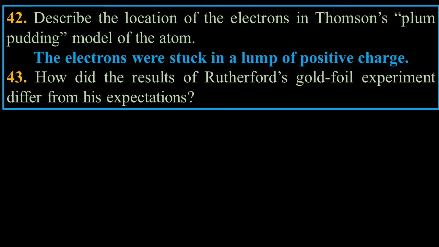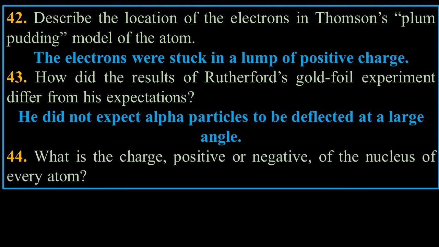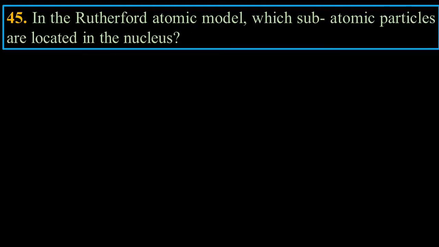How did the results of Rutherford's gold foil experiment differ from his expectations? How did they differ? Because he wasn't quite sure, or did he expect the alpha particles to be deflected at a large angle? He didn't realize the nucleus was so incredibly dense, and so positively charged. What is the charge, positive or negative, of the nucleus of every atom? It's positive. It's called the nuclear charge. That's where the protons are. Neutrons don't have any charge, so the protons do, so it would be positively charged. So the nuclear charge is always positive.